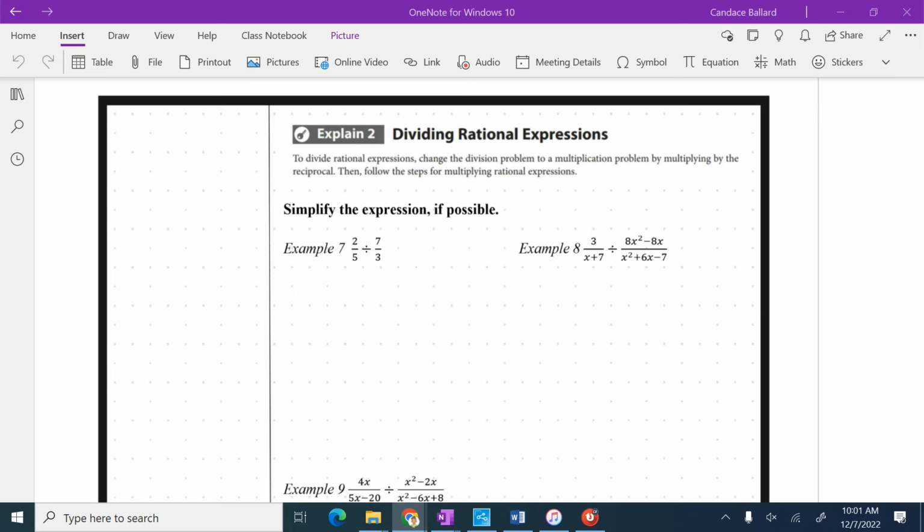Give you about 10 more seconds to get right there. While we're waiting, everybody read the little sentence up at the top. Okay, so read right under "explain to," above where it says "simplify the expression." Read those couple of sentences.